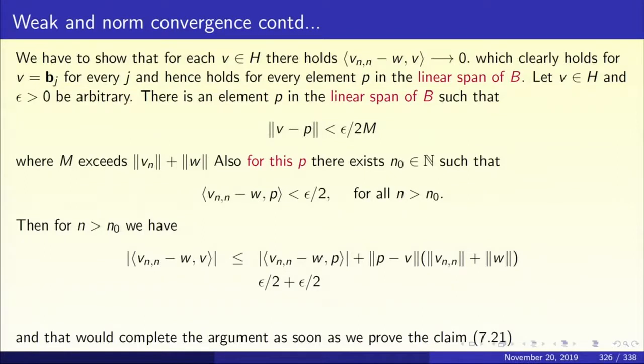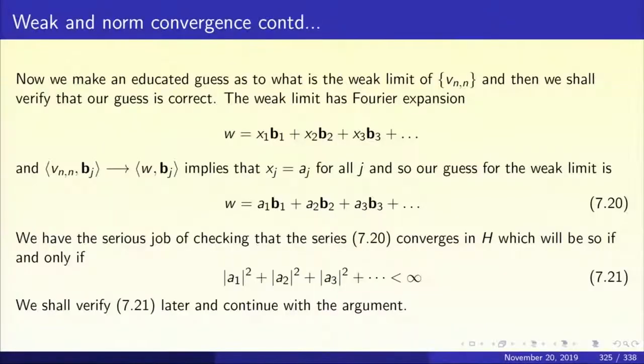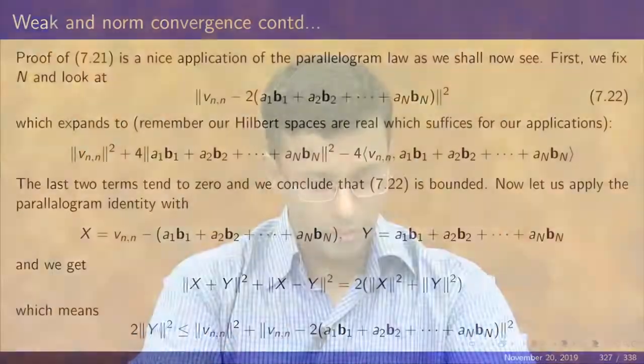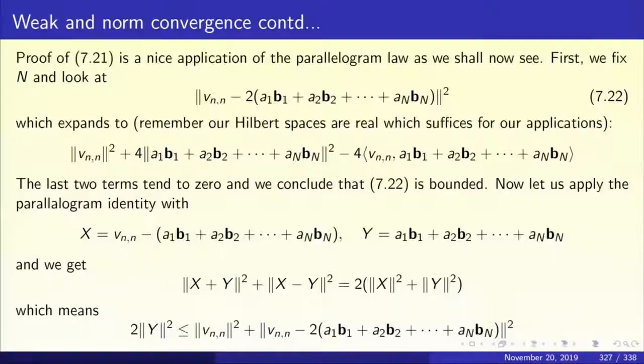Job is done. So what remains in the proof of the main theorem? We have to verify the condition 7.21. Let us go ahead and finish checking condition 7.21 and we'll finish the proof of the theorem. Now the proof of 7.21 is a nice application of the parallelogram law, as we shall see.